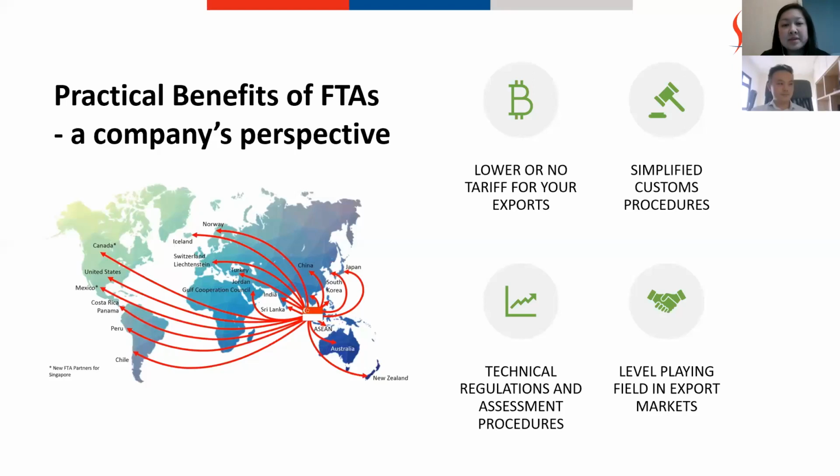Another benefit that a lot of companies can identify with is simplified customs procedures. For some FTAs, there's increased efficiency in areas such as release of goods and advance rulings. What advance rulings do is help facilitate trade and promote transparency and consistency in customs operations, which in turn helps expedite the movement and clearance of goods.